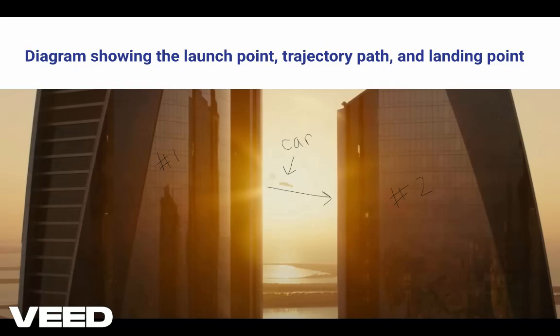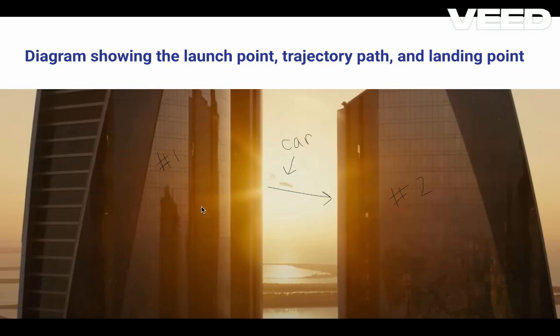So here I just wanted to include a little diagram to show so you get a bit better visualization. So number one is the first skyscraper, which is the launch point. This arrow right here is a trajectory path that the car, which I also labeled, is taking, which then eventually smashes into the window of skyscraper number two, which is also labeled around here.